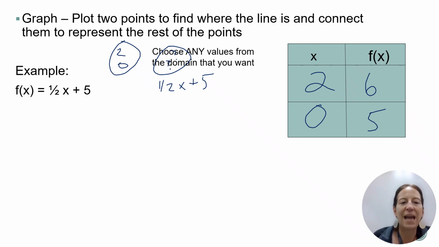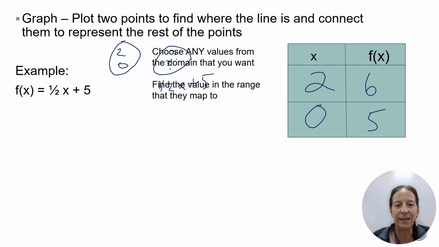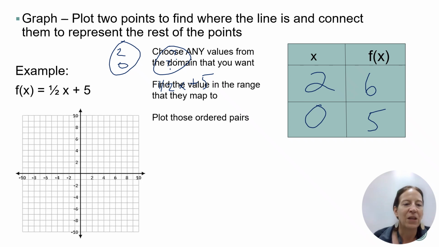So there we go. Choose any values from the domain that you want. Find the value in the range that they map to. And then plot those ordered pairs. So here we are. So 2, 6. So here's 2, 6. And here's 0, 5 right there. And then you're going to connect those to represent all the other points that you didn't pick. Ta-da! There we go. So just pick any 2 points you want.